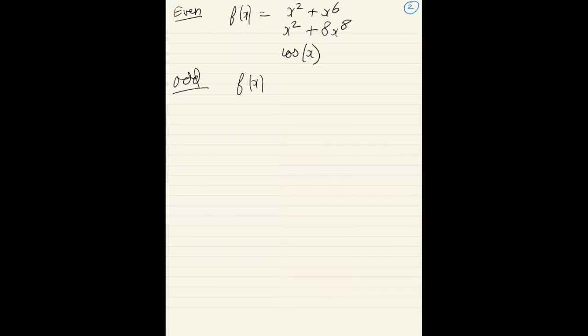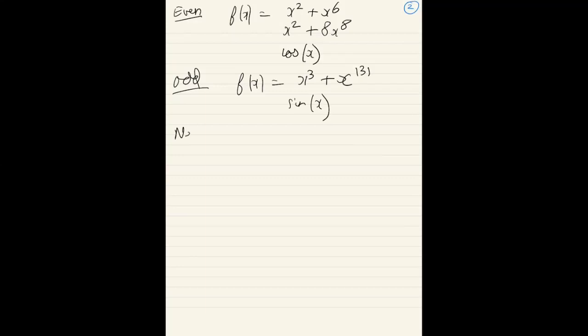So now let's see some more examples of even or odd functions. Anything that looks like f of x is equal to x squared plus x to the power 6, only even powers, for example, is an even function. You could very well put x squared plus 8x to the power 8. That's also even. Cosine of x is an even function. Odd function would be f of x is equal to x cubed plus x to the power 131. That's an odd function. Sine of x is an odd function.